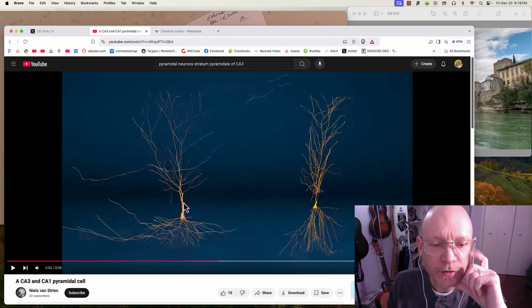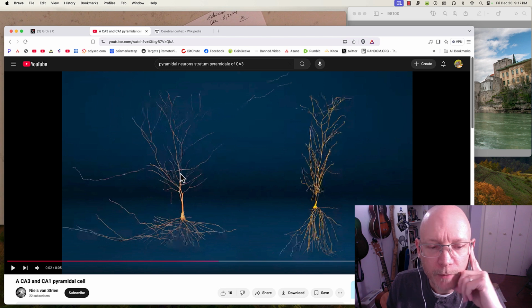Looking at these, I really love these neurons here. These are the pyramidal neurons of the CA3, the cornu ammonis area of the hippocampal formation. Connects to the dentate gyrus via mossy fibers.